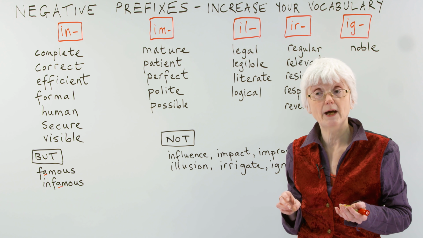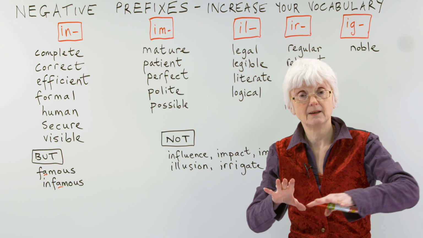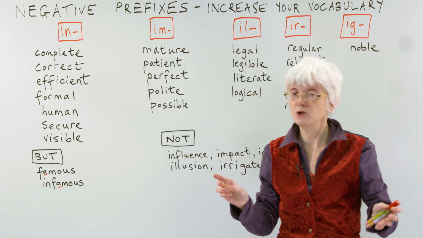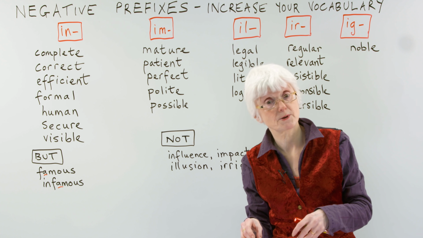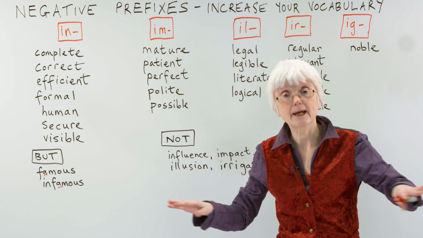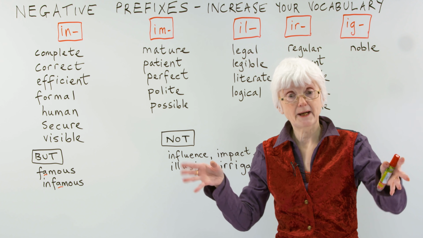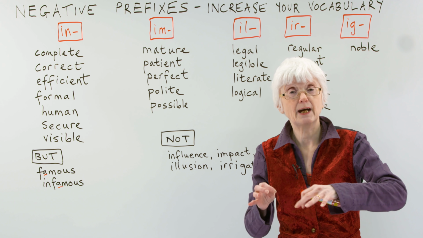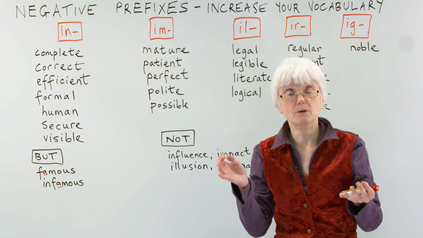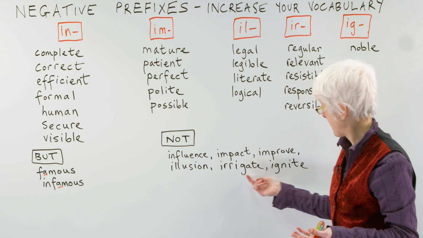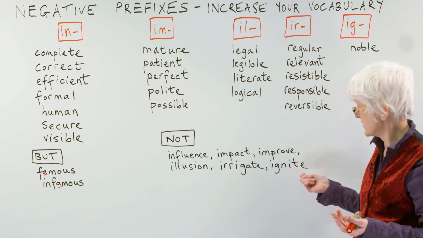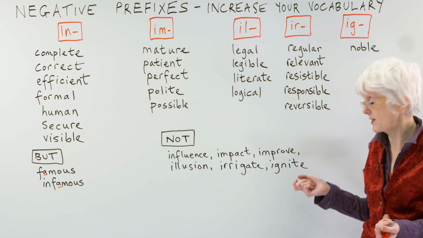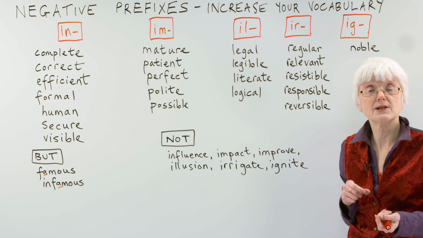Irrigate is when, if you have a very dry area of land and you maybe want to grow some crops in it, you have to irrigate the soil to make it wet enough. You put some water on it to help the seeds to grow. So that's irrigate. And finally, ignite means to make something burn, to set fire to something, to ignite.